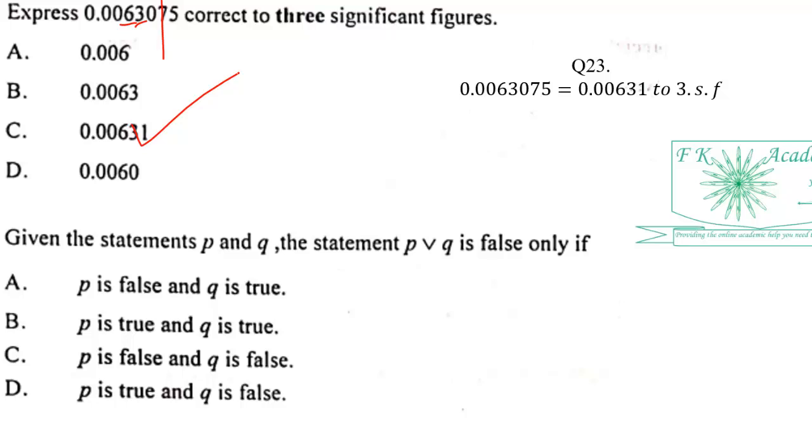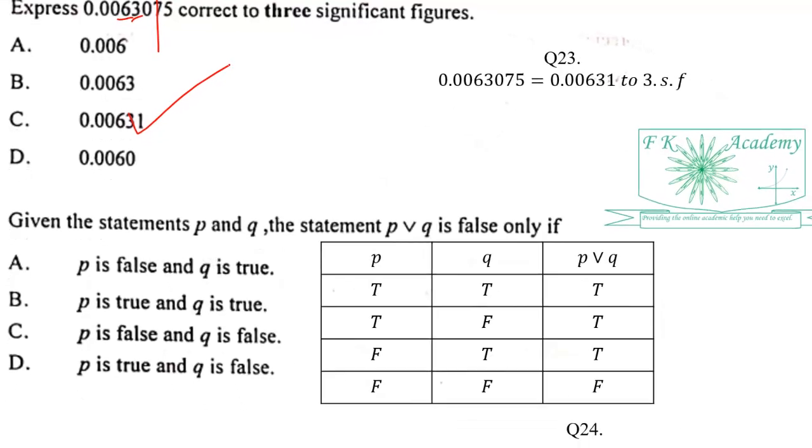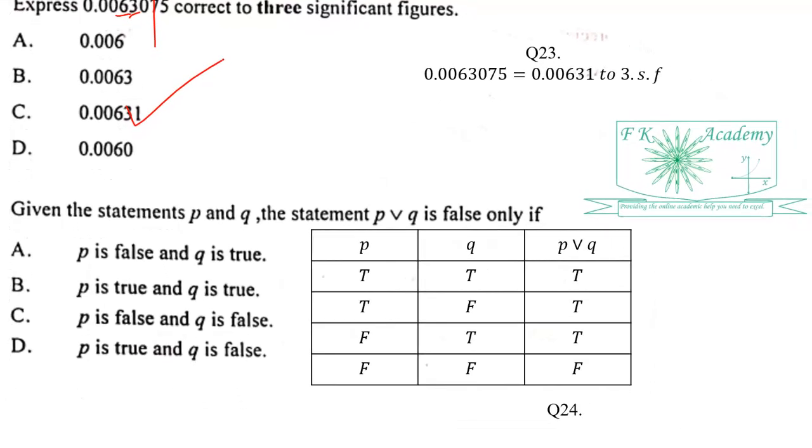Given the statement P and Q, the statement P or Q is false only if... So looking at the truth table, you realize that P or Q is false only if P is false and Q is false.